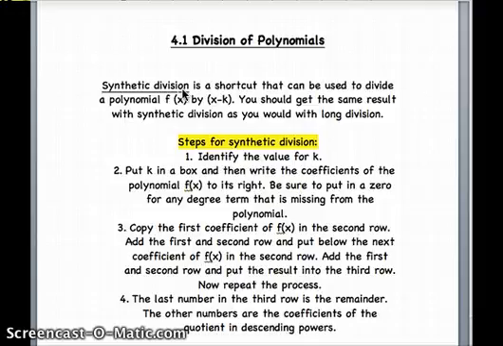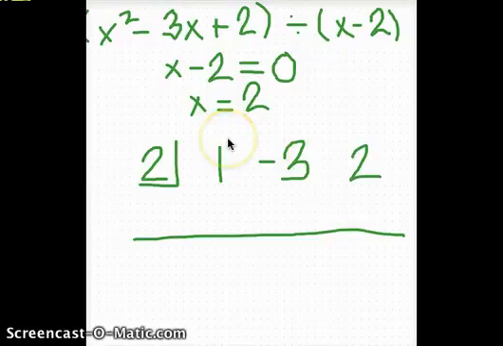So now I'm going to show you on the next screen how we're going to do this. Okay, so we're doing the same problem as before, so it's going to be x squared minus 3x plus 2 divided by x minus 2. So I had to find the value of k, so I did x minus 2 equals 0 and x equals 2. And I will put 2 in the box. So I have 2, then I have 1 for x squared, negative 3 here, and positive 2. So what I'm going to do is bring this 1 down.